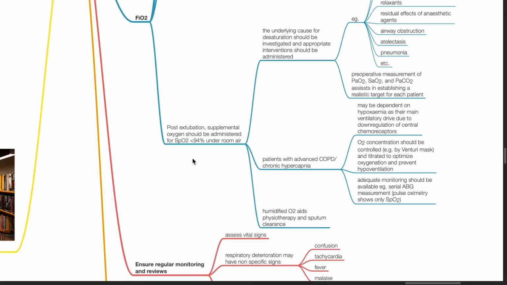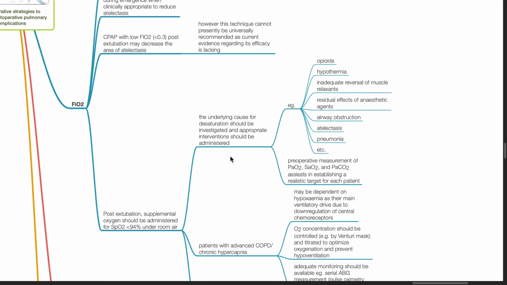Post-extubation, supplemental oxygen should be administered for SpO2 less than 94% under room air. The underlying cause for desaturation should be investigated, such as opioids, hypothermia, diffusion hypoxia, inadequate reversal of muscle relaxants, residual effects of anesthetic agents, airway obstruction, atelectasis, pneumonia, etc. Appropriate interventions should be administered.